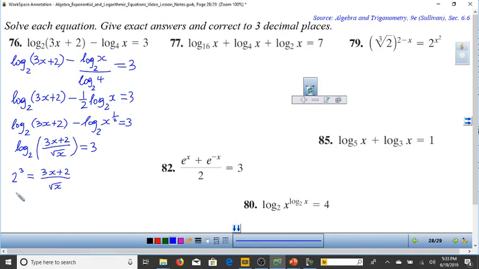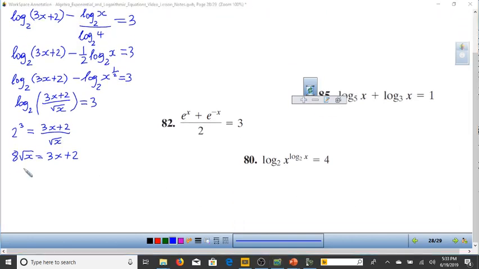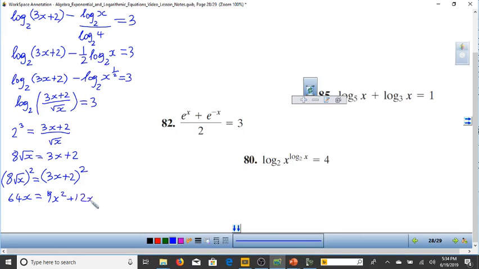So I multiply both sides by 8. By square root of x, I get 8 square root of x is equal to 3x plus 2. And now, since I want to find the square root, I have to square both sides. So I get 64x is equal to 3x plus 2 squared. Let me put it this way. 8 square root of x squared. So 64x is equal to 9x squared plus 12x plus 4. And that's a quadratic equation.